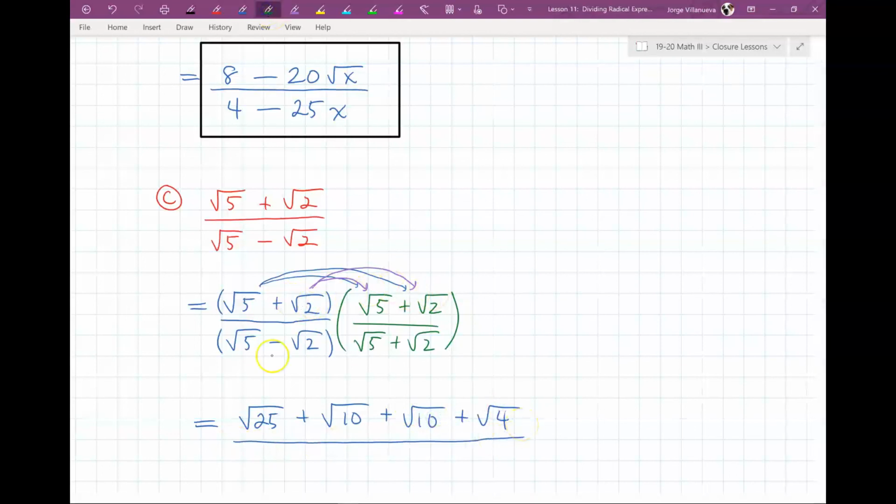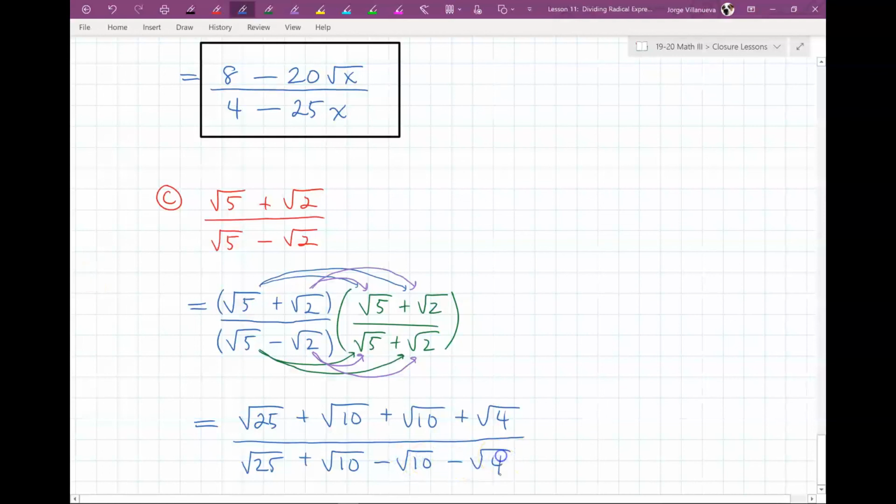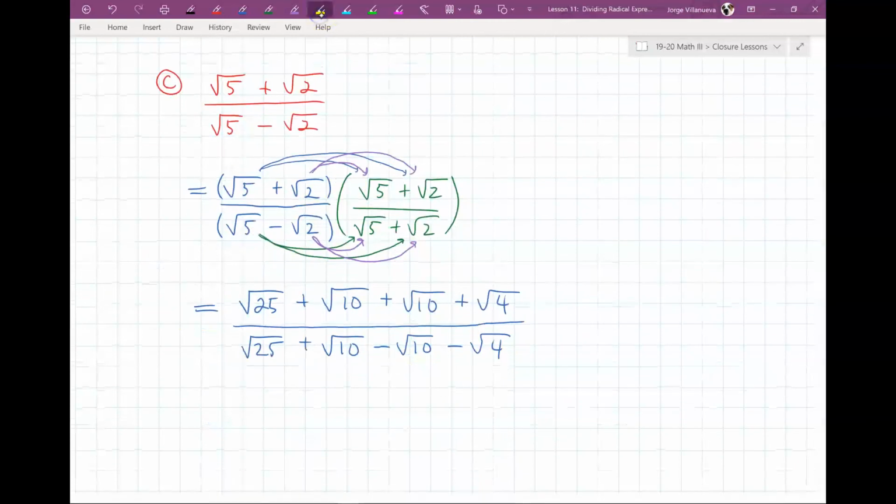Divided by, now we're going to do the same thing again. We're going to multiply here. So radical 5 times radical 5, that's a radical 25. Radical 5 times radical 2 is a positive radical 10. Now we're going to continue. So negative radical 2 times radical 5 is a negative radical 10. And then a negative radical 2 times a radical 2 is a negative radical 4. Notice on the bottom, maybe it didn't happen on top, but on the bottom, they are going to cancel out. Anytime you multiply by a conjugate, you tend to get the middle disappearing.